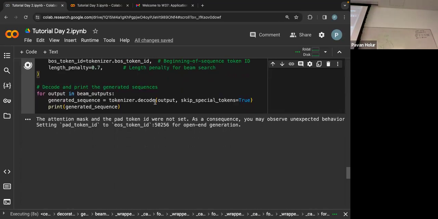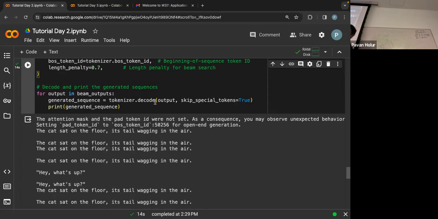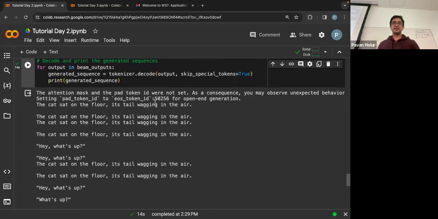So 1 is a higher temperature, so we expect more stochasticity. More confusion. We definitely got something different.